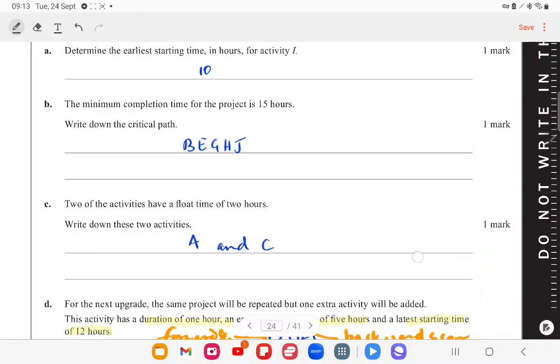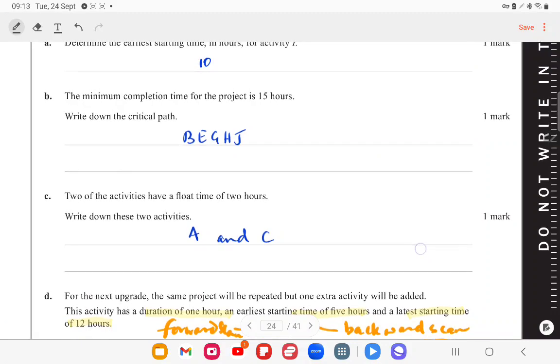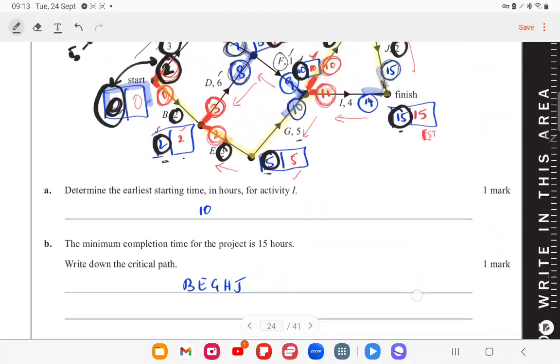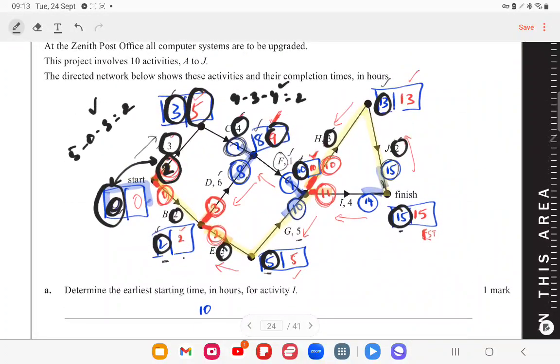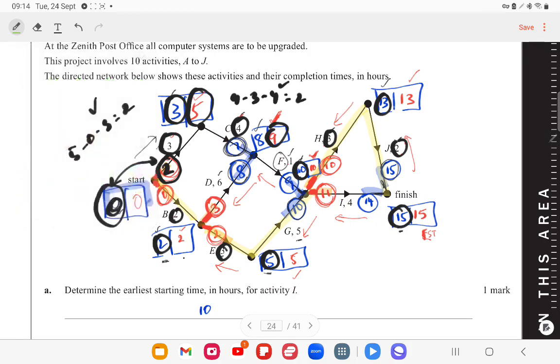Now it goes on to say, for the next upgrade, the same project will be repeated, but one extra activity will be added. The duration of this activity is 1 hour, earliest starting time 5, latest starting time 12. So we first have to find the earliest starting time, where it says 5. And as we can see over here, the activity with the earliest starting time 5 is this one. And so it obviously joins here. But where does it go?